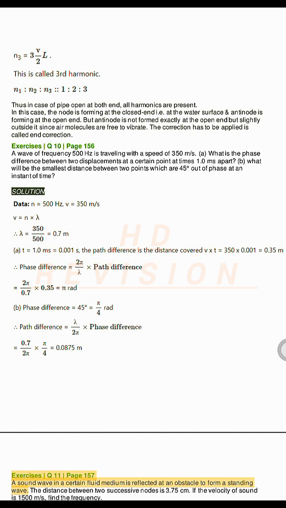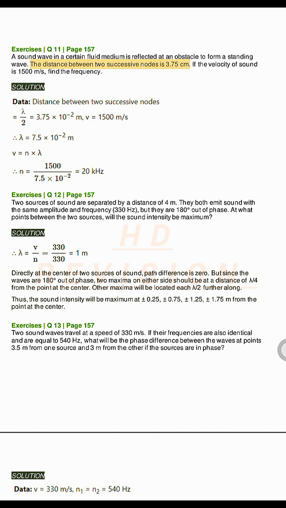Exercises, Q11, page 157. A sound wave in a certain fluid medium is reflected at an obstacle to form a standing wave. The distance between two successive nodes is 3.75 centimeters. If the velocity of sound is 1500 meters per second, find the frequency. Solution.